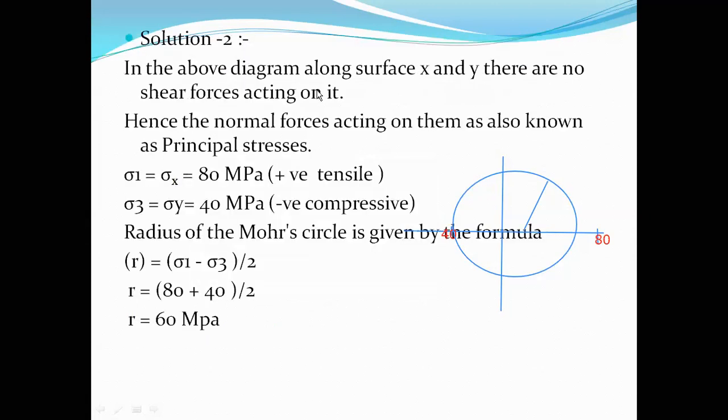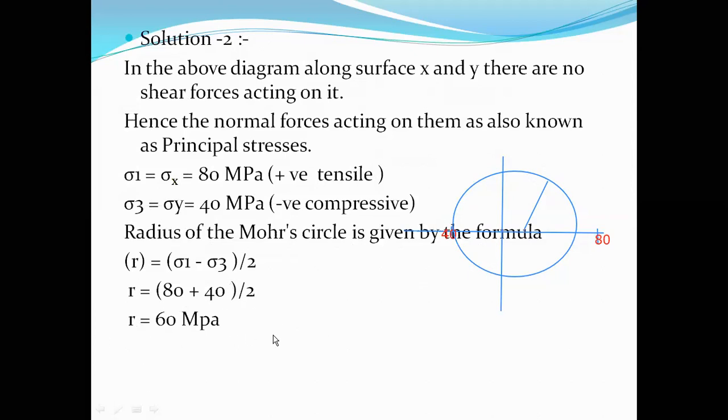Look at here. In the above diagram, along surfaces x and y, there are no shear forces acting on them. Hence, the normal stresses acting on them are also known as principal stresses. Here sigma 1 is sigma x, equal to 80, which is positive, tensile in nature. Sigma 3 is sigma y, equal to 40 megapascal, which is compressive in nature. The radius of the Mohr circle: this is 40 and this is 80, so 80 plus 40 together is 120, and 120 by 2 is 60.